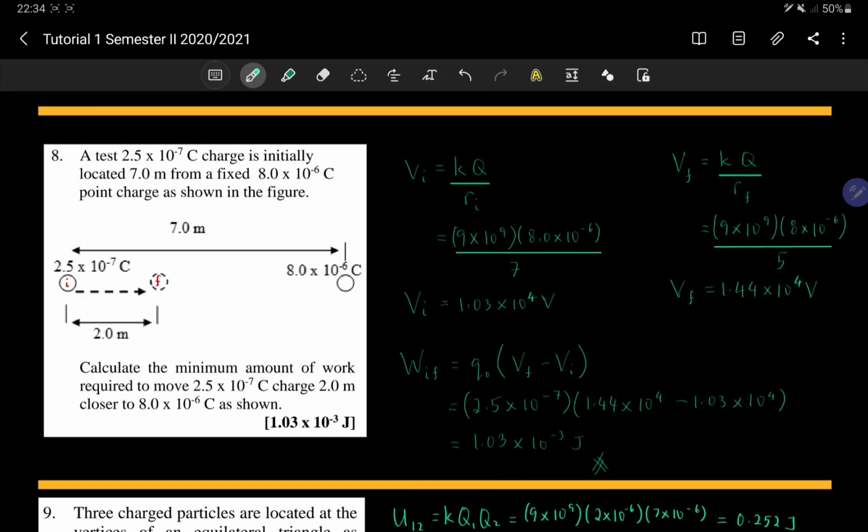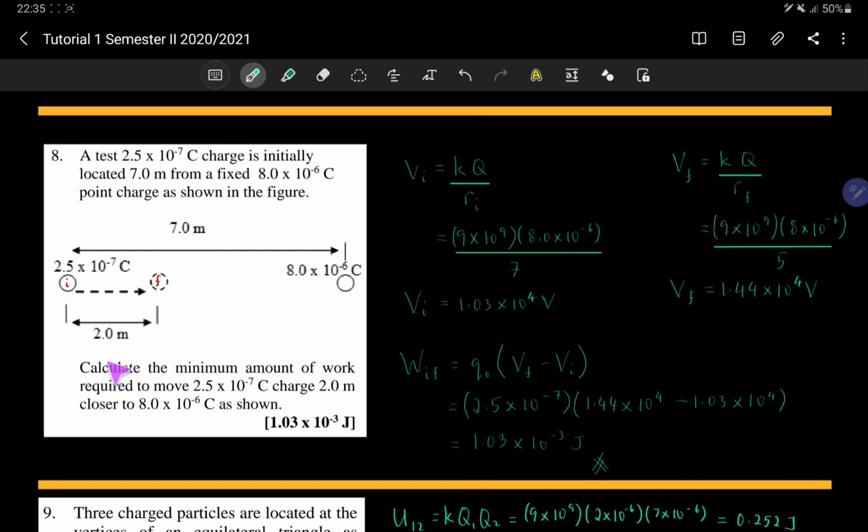Okay, there are two different charges. The first one is our test charge, and the second one is our isolated charge. How do you know? Please check the magnitude. See, the magnitude is smaller for our test charge. So this is the test charge, and this is our isolated charge. They are initially separated by 7 meters.